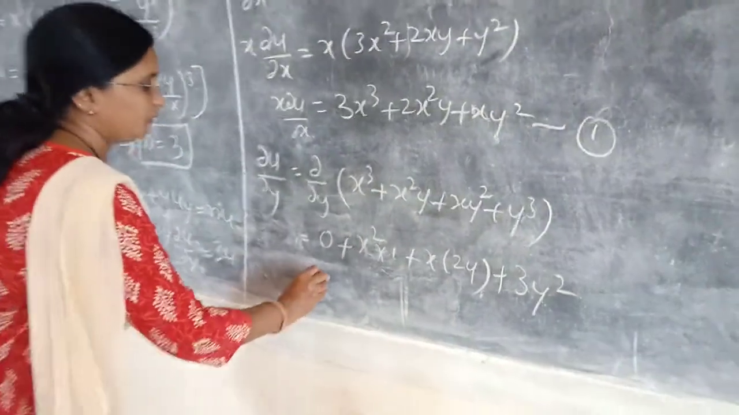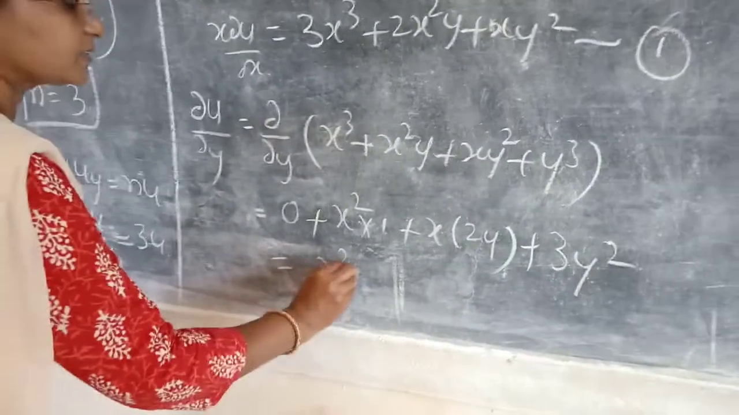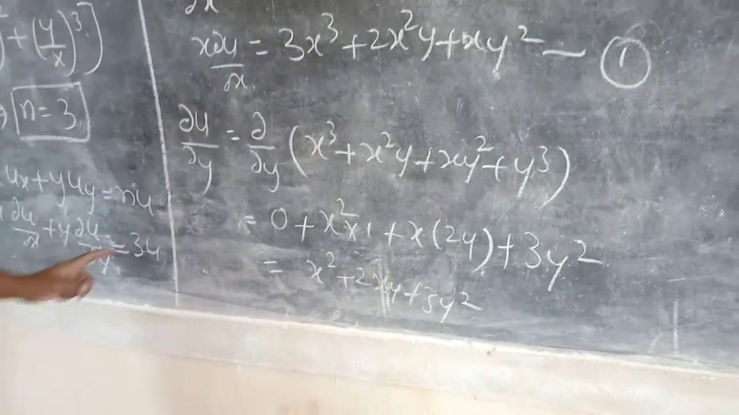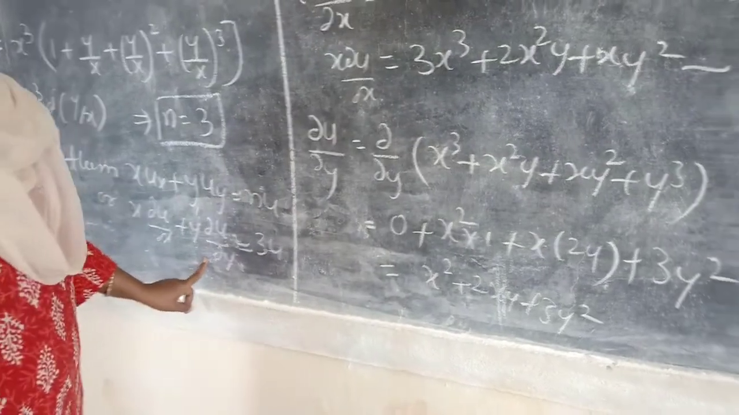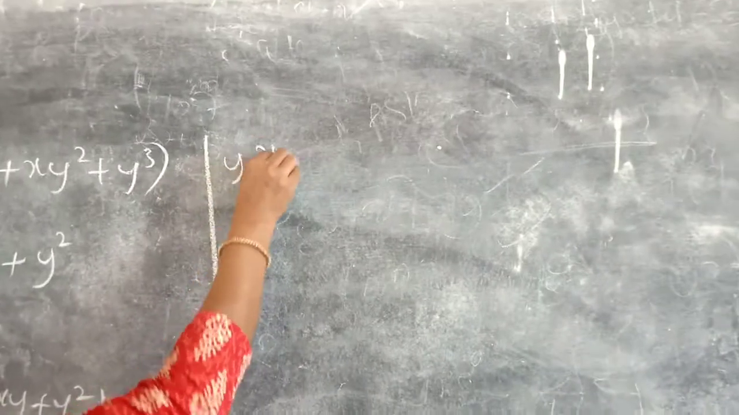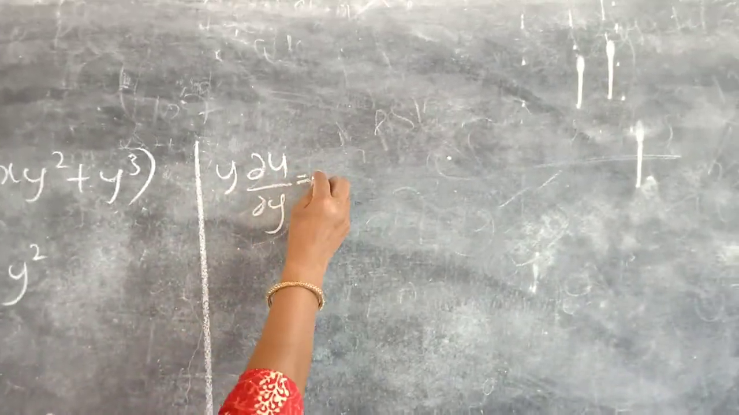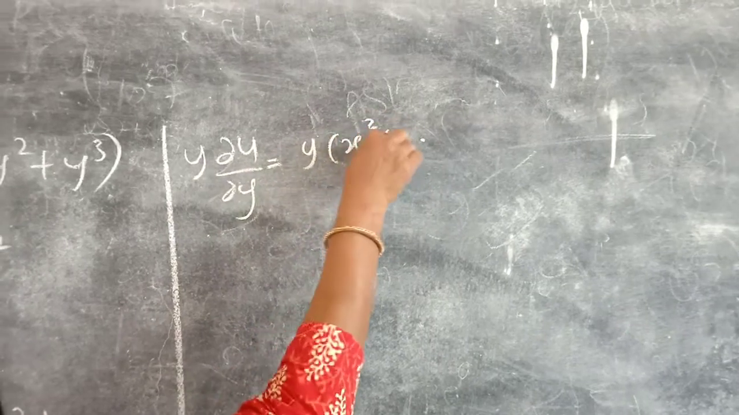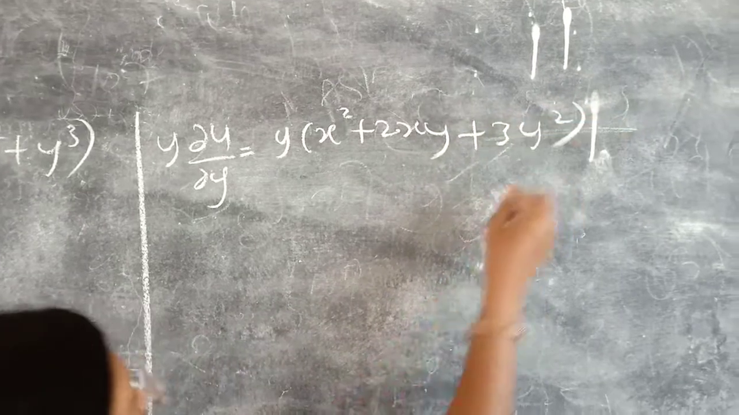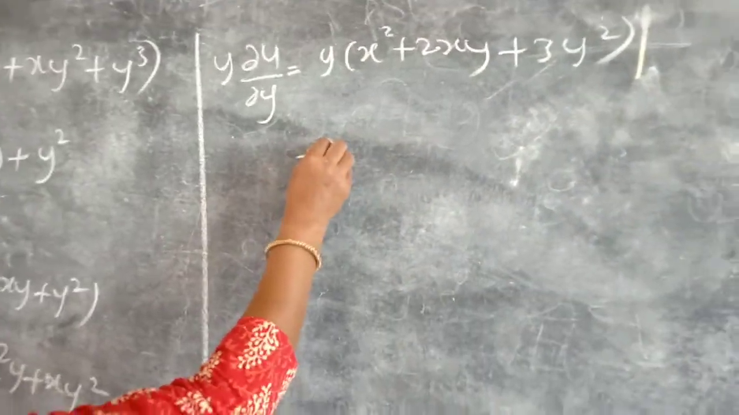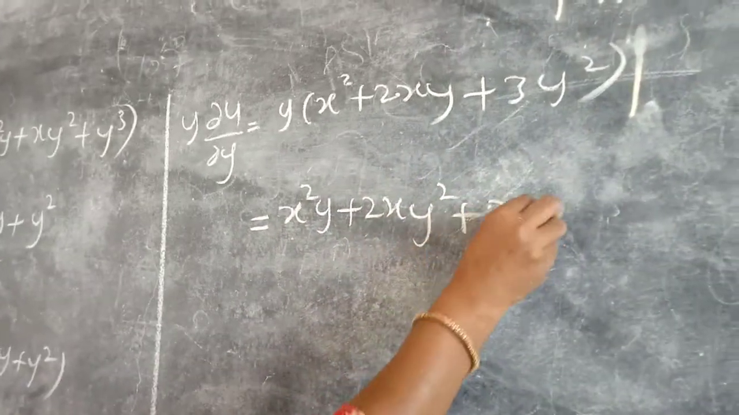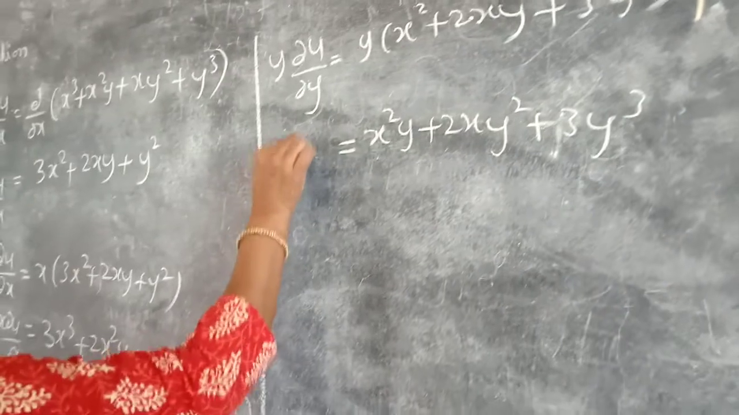Simplifying, dou u by dou y is x square plus 2xy plus 3y square, and we want y into dou u by dou y. Multiplying on both sides with y, y into dou u by dou y is equal to y into x square plus 2xy plus 3y square. Let us multiply this. This becomes x square y plus 2xy square plus 3y cube. Take this as the second equation.